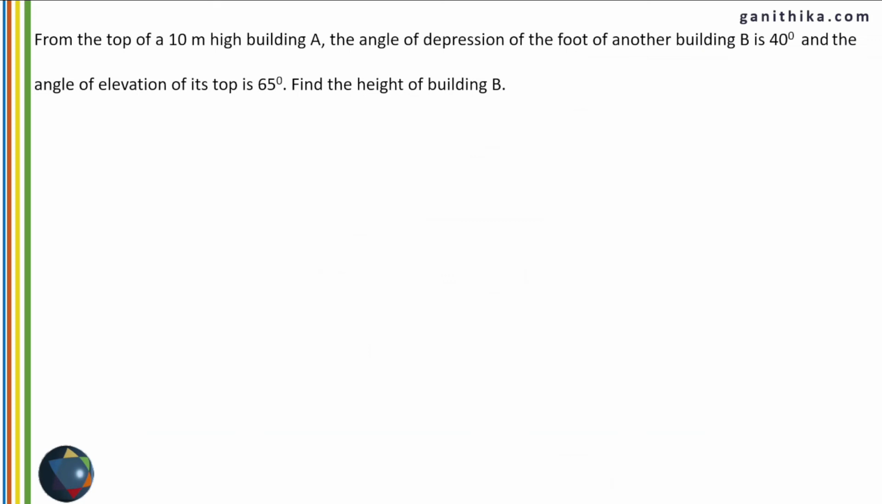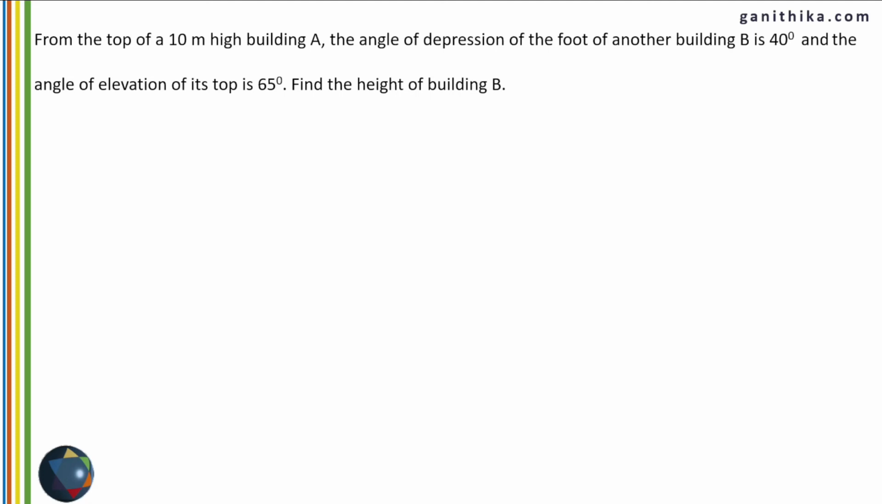From the top of a 10-meter high building A, so the building A is going to be 10 meter tall, the angle of depression of the foot of another building B is 40 degrees and the angle of elevation of its top is 65 degrees. Find the height of the building. So pause the video here and try to draw the diagram for this information.